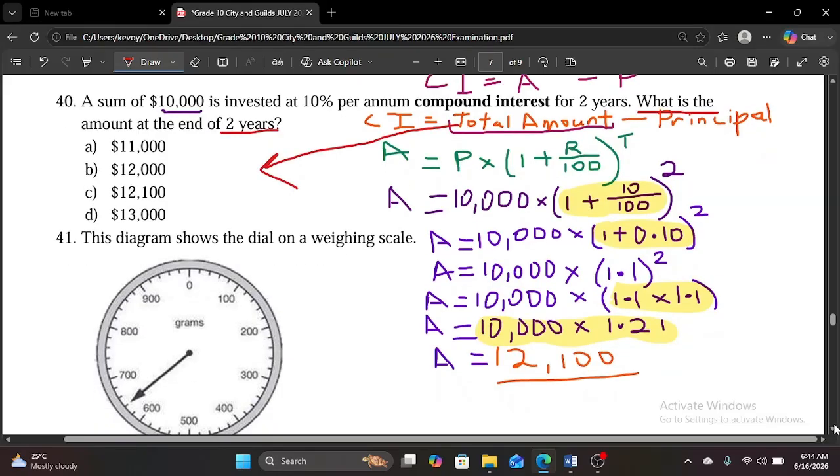All right. The total amount after the 2 years is going to be 12,100. All right. So moving down.